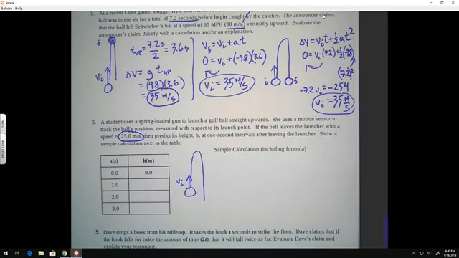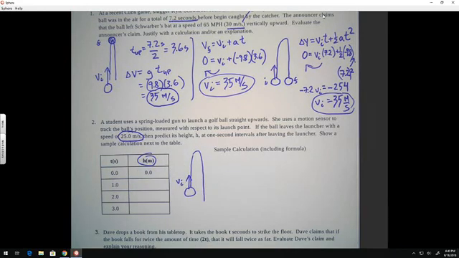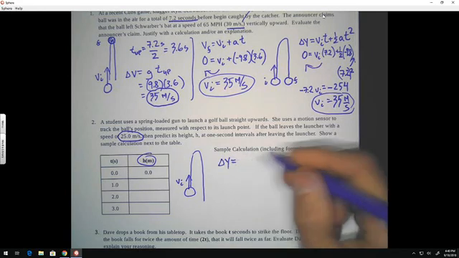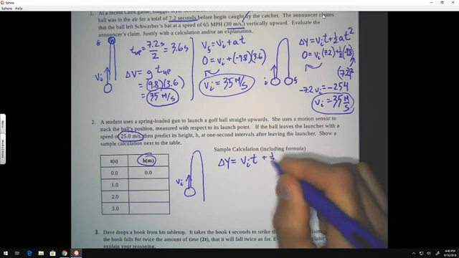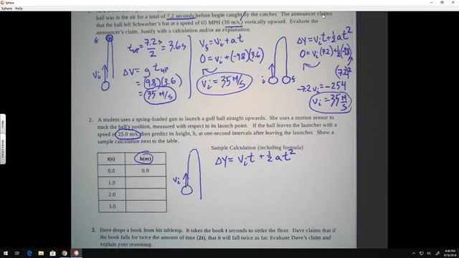Okay, so what do they want me to find in the table? In the table they want me to find the height of the ball. In other words, how far above me is it? And so this is going to require us to use, again, the formula that looks like this. Okay. And so delta y is kind of like our height in this case.